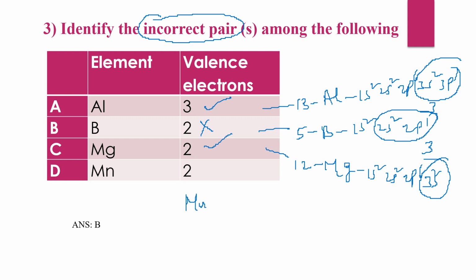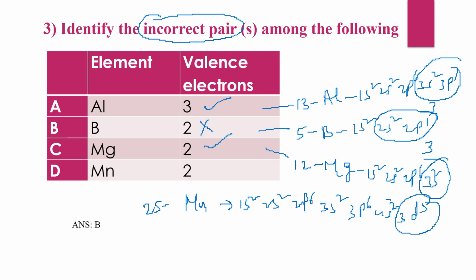Then what about manganese? Manganese atomic number is 25. So here the electronic configuration is 1s2 2s2 2p6, then 3s2 3p6 4s2 then 3d5. So valence shell contains 2 electrons. Why? It is present in the fourth orbit, so you have to take the fourth orbit. So this option is also right, but he is asking incorrect, so your option is B.